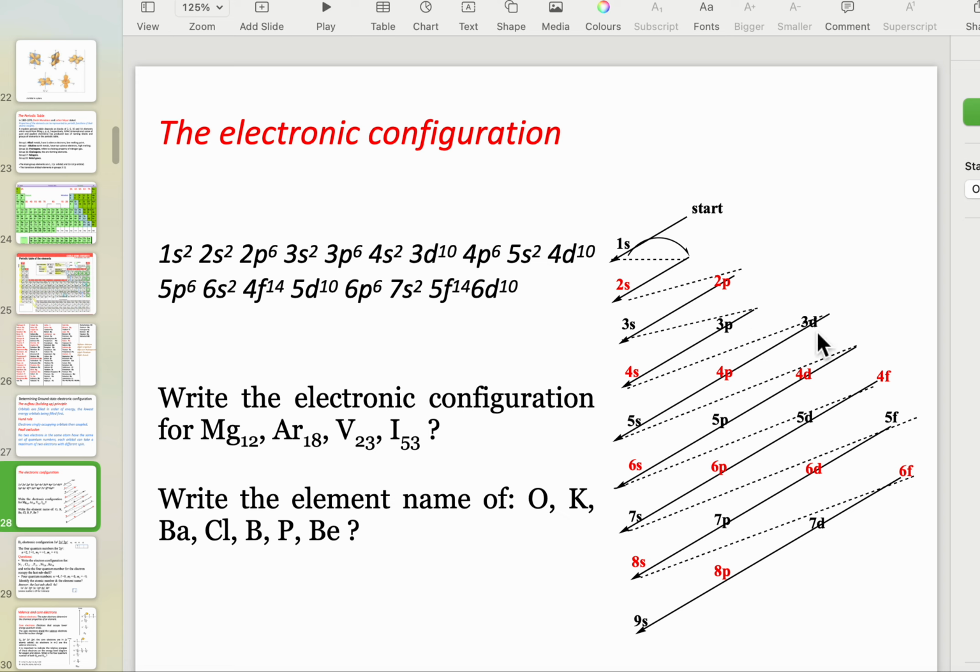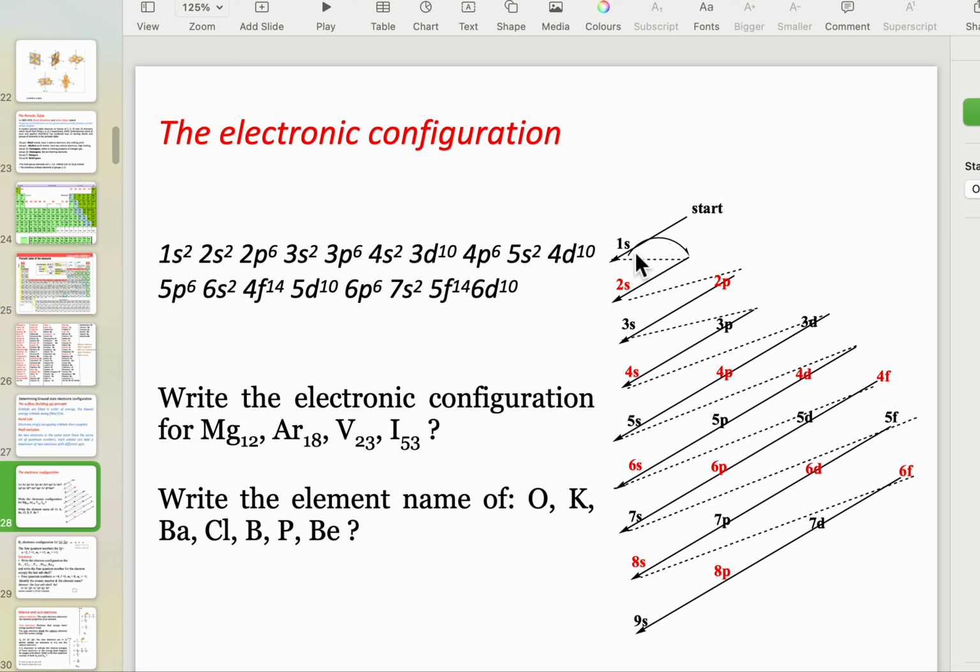Then the third main shell contains 3d. So you put 3d and then 4d, 5d, 6d, 7d. The 4f comes next, 4f, 5f, 6f. So when you start filling the orbitals from the lower energy level and jump to the next one, you have to follow this arrangement.